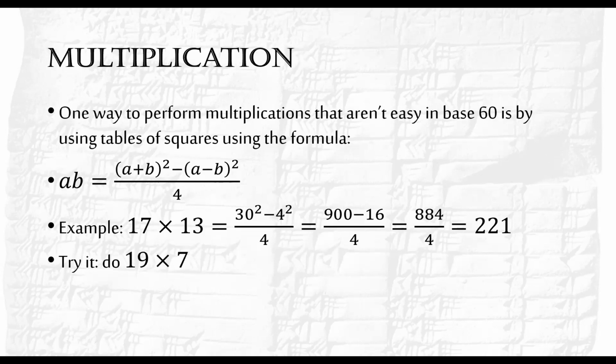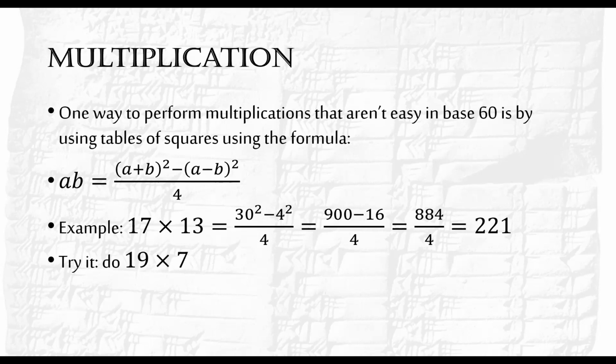And then they would put it in a formula like this. If they wanted to multiply two numbers, they would add them together and square them, subtract them and square that, subtract those two and divide by 4. I leave it as an exercise to the reader to prove that that is the same as A times B.